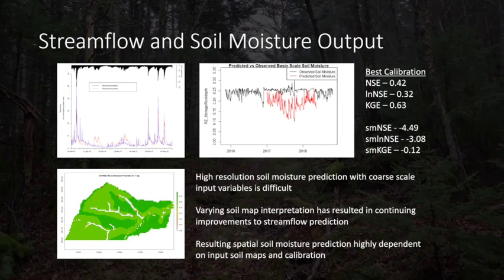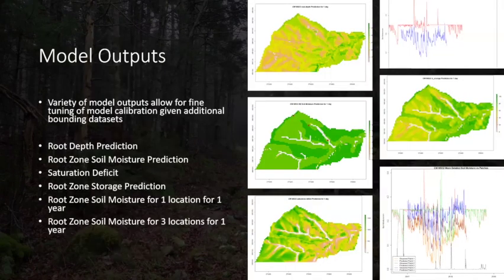And this is obvious. High resolution soil moisture prediction is very difficult with coarse scale input variables. But as mentioned, the varying soil map interpretations have helped, and it's a continuing process how best to interpret this soils information to convert it to something that's useful for the model, and then just to get the appropriate output. Yeah, resulting spatial soil moisture prediction is highly dependent on the input soil maps and your model calibration, of course. Skip past that.